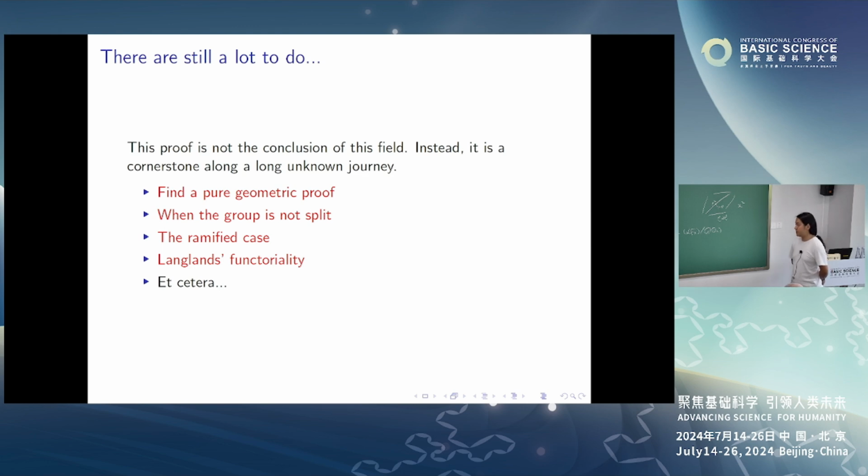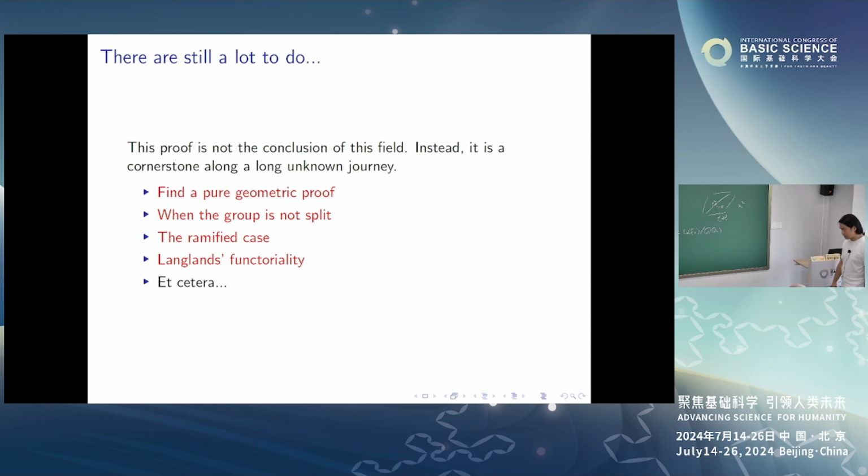And you can also study the ramified case in local geometric Langlands theory, which I didn't tell you about. So there are more mysterious phenomena in local geometric Langlands, and they're also very important.